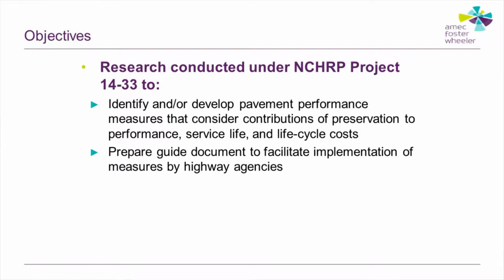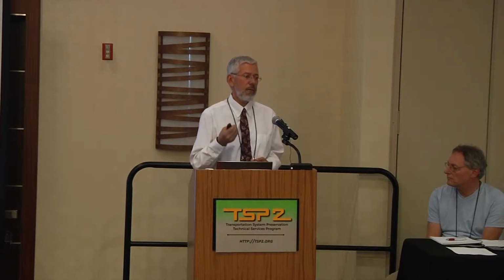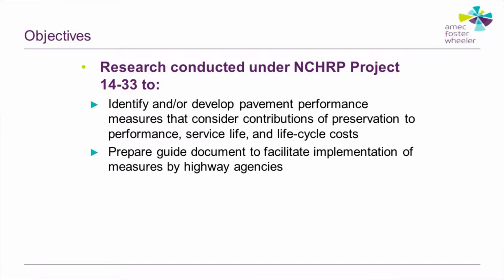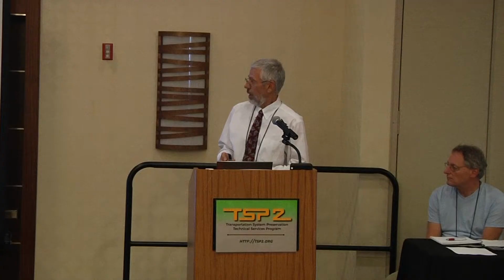In terms of the objectives of the project, the first and foremost objective was to identify or to develop performance measures that consider the contributions of preservation on pavement performance, service life, and life cycle costs. This is straight from the solicitation. And assuming that that objective was successful, then the second one was to develop a guide for the implementation of those performance measures. There were two phases to the project.